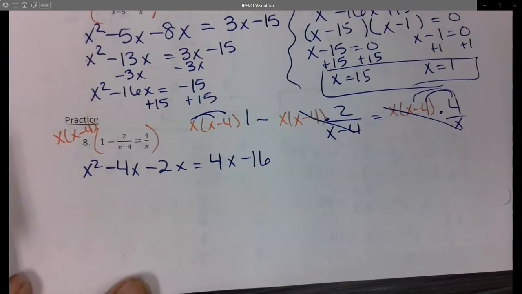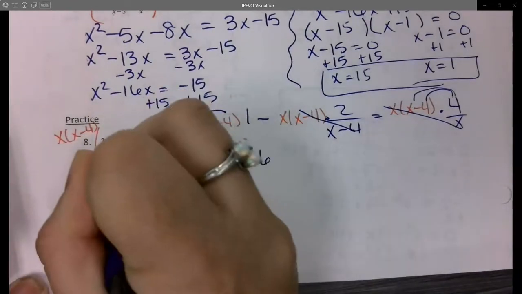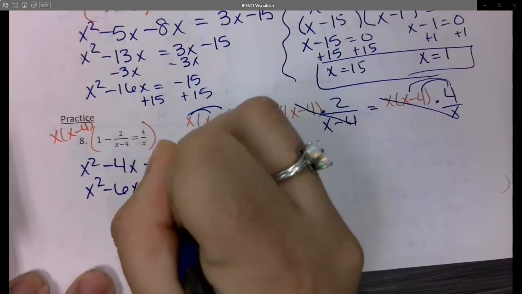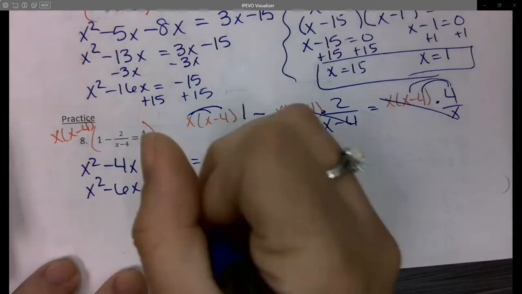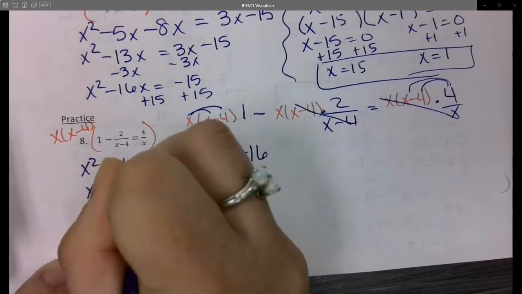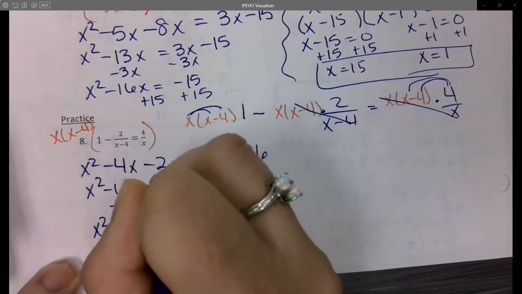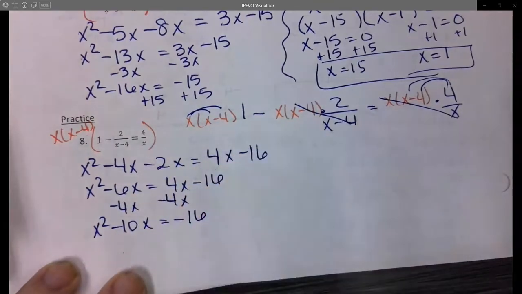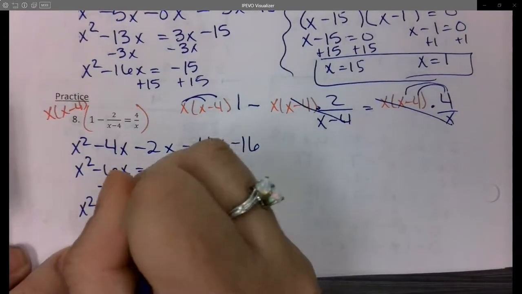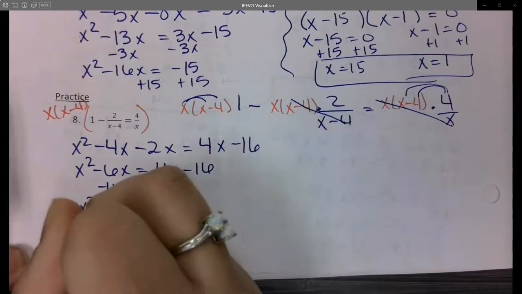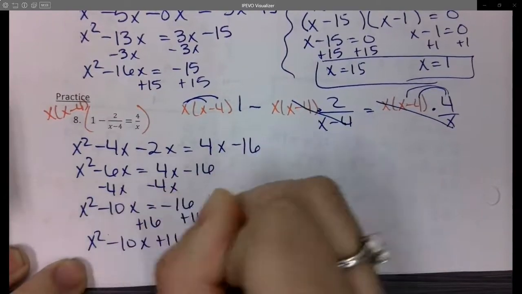Then I want to go ahead and combine like terms on the left side. So I have x squared minus 6x equals 4x minus 16. Then I want to subtract 4x on both sides, which gets me x squared minus 10x equals negative 16. Then I'm going to go ahead and add 16 on both sides. So I have x squared minus 10x plus 16 equals 0.